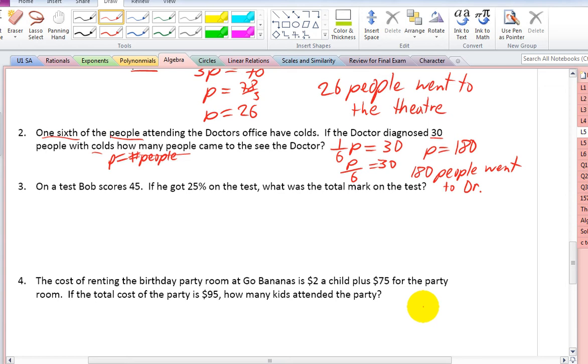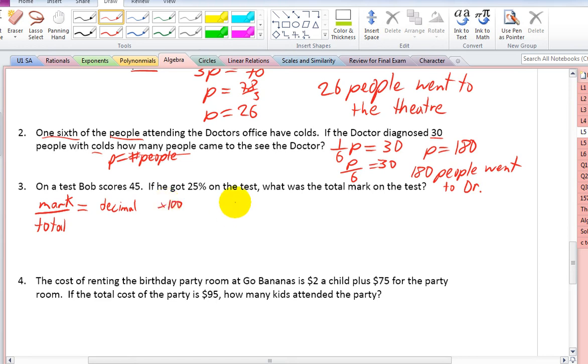This one, number 3, can be done several different ways. So usually when you're doing a test, you get your mark, you divide it by the total, that equals the decimal. Okay. And then what you have to do is multiply by 100 to get your percentage.